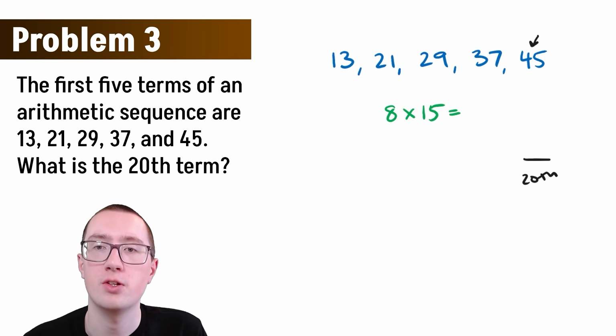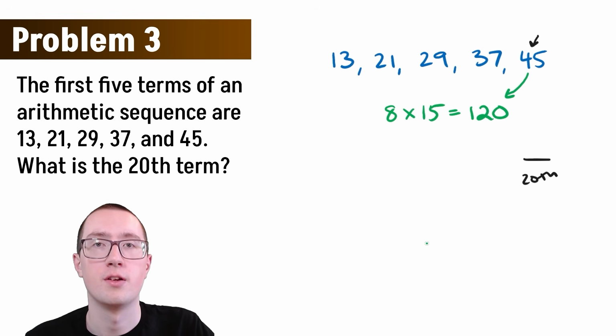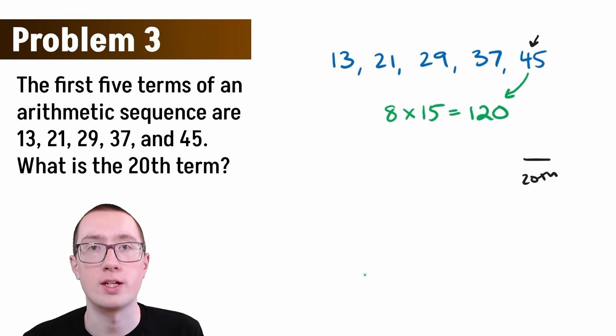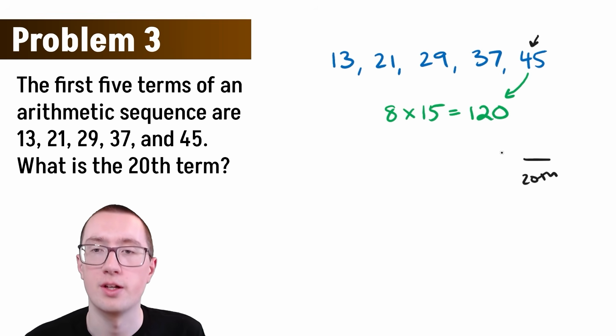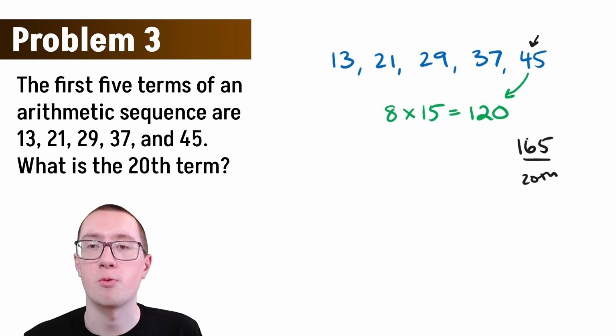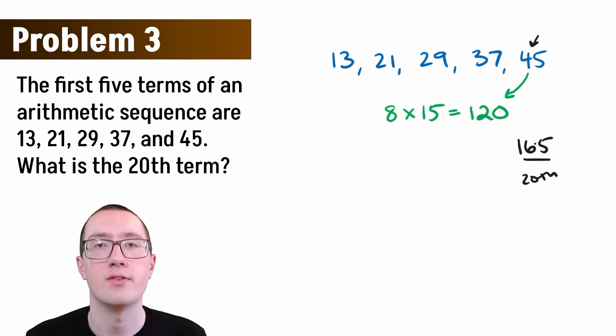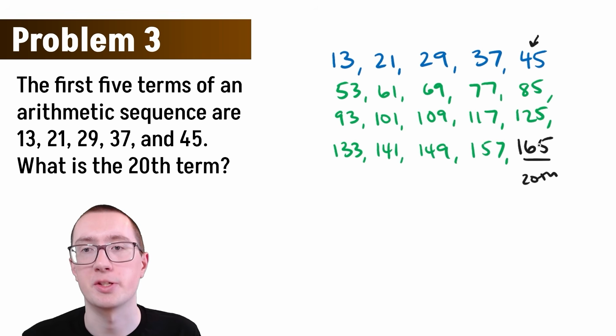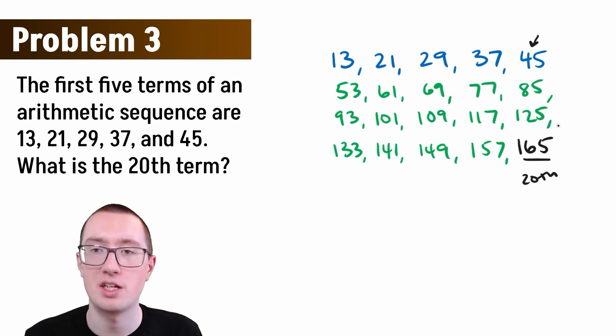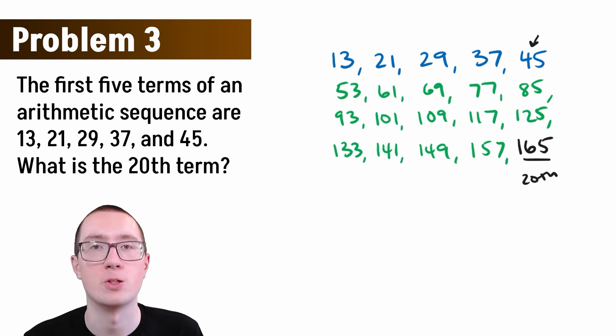Well, if you put that in your calculator, you'll get 120. So if we add 120 to 45, then we should get our 20th number. And if you put that in your calculator, you'll get 165. So just like that, we've determined that 165 is the 20th term. And in case you were curious, here is the entire sequence, and 165 is indeed the 20th term. So 165 is our final answer. That is the 20th term of the sequence.